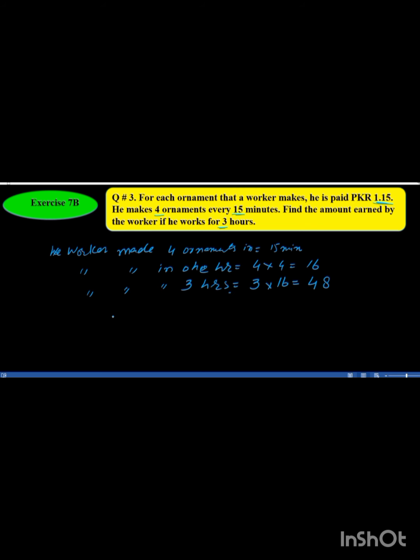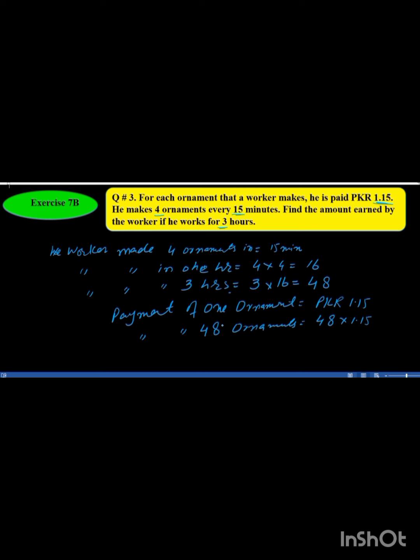Okay, so he is paid PKR 1.15 for one ornament, the payment of one ornament is given. So we have to find the payment of 48 ornaments. Again we have to do some multiplication, means 48 multiplied by 1.15. So you can do it on your own and get your answer.